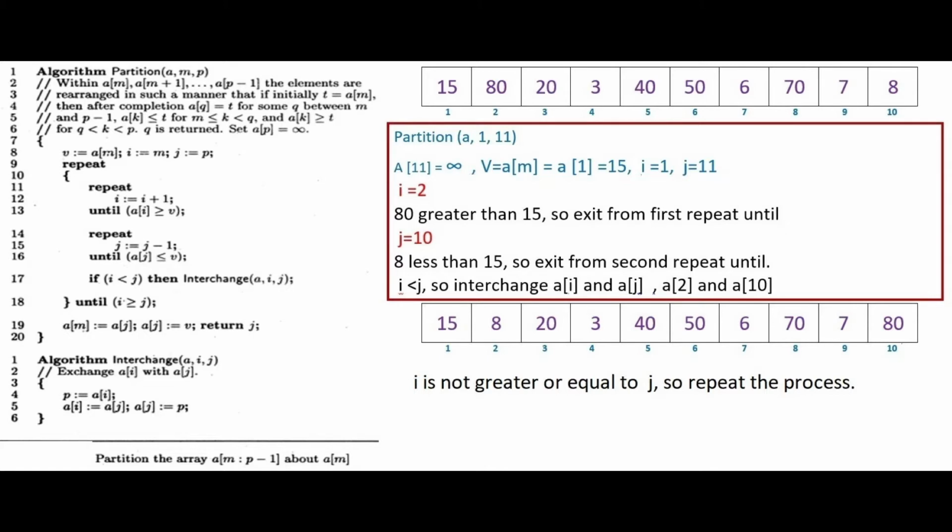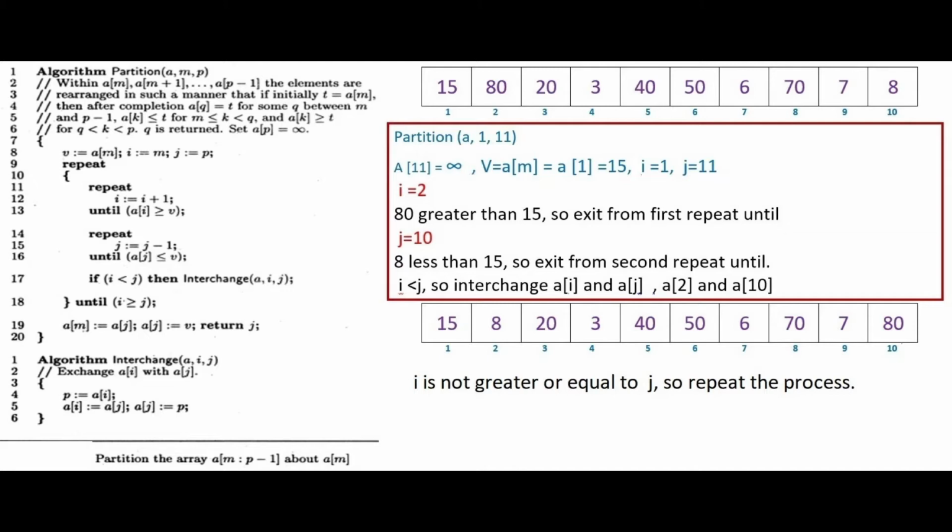Then second repeat until: J is equal to J minus 1. J is equal to 10. A of 10 is 8. 8 less than or equal to V. 8 less than or equal to 15. Condition true. So exit from second repeat until.